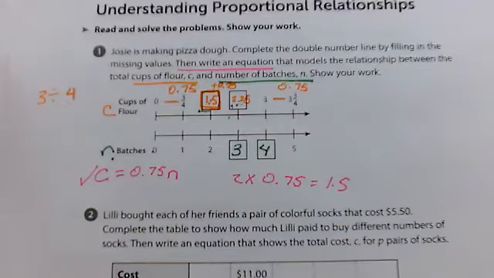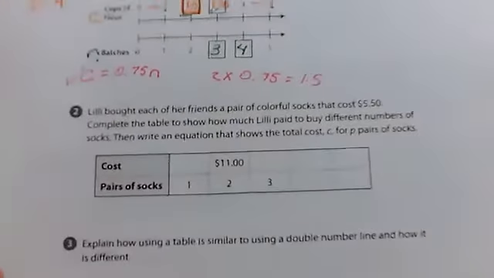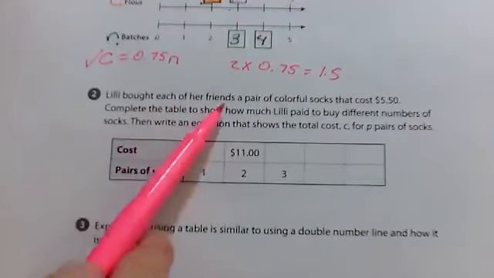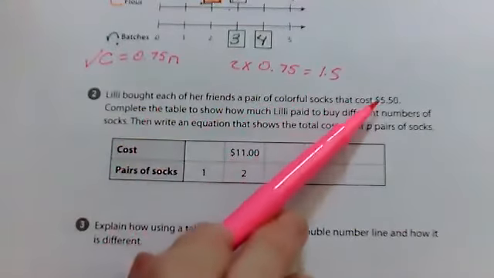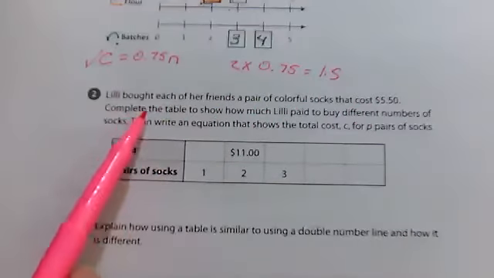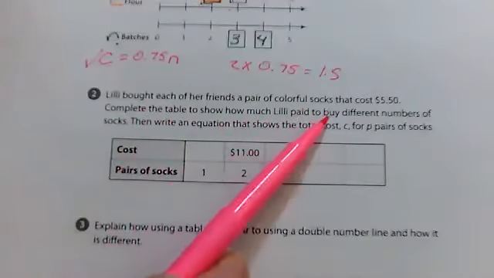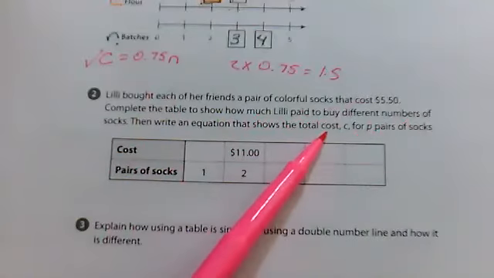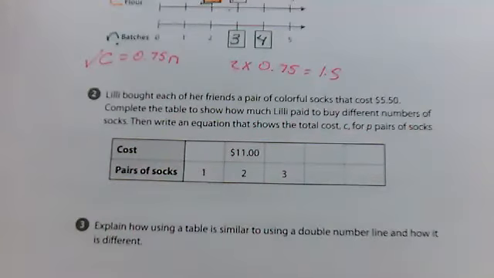All right, we good on that one? The other one I want to do, I want to look at number 2. I'll move my sheet down just a little bit. Number 2 says, Lily bought each of her friends a pair of colorful socks that cost $5.50. Complete the table to show how much Lily paid to buy different numbers of socks. Then write an equation that shows the total cost, C, for P pairs of socks.